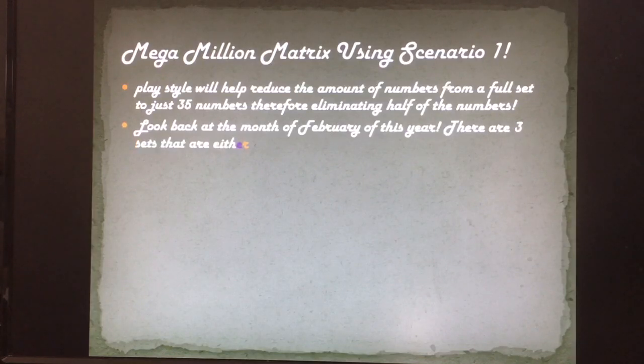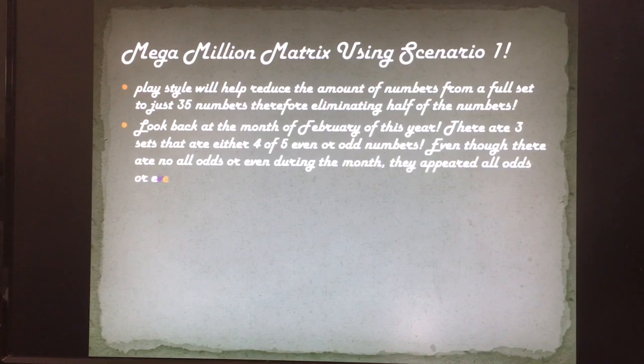Look back at the February results of this year. You can see there are 3 sets that are either 4 or 5 even or odd numbers. Even though there are no all odds or all evens during the month, they appear as all odds or all evens from draws in the past. So if you look at the past, from last year, you will see draws that are all even or all odd.